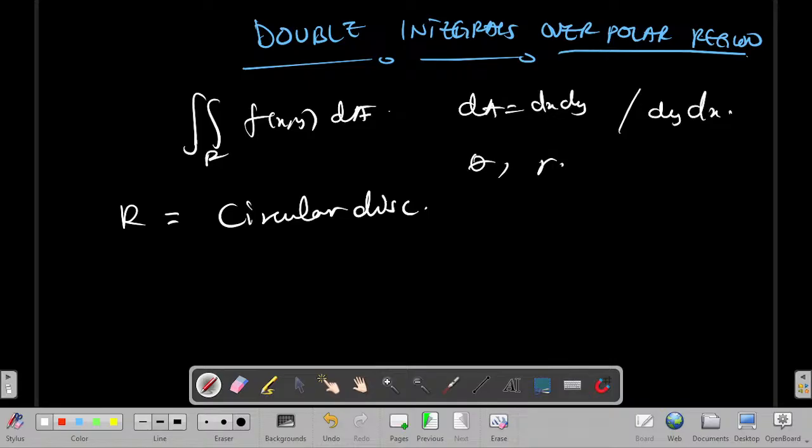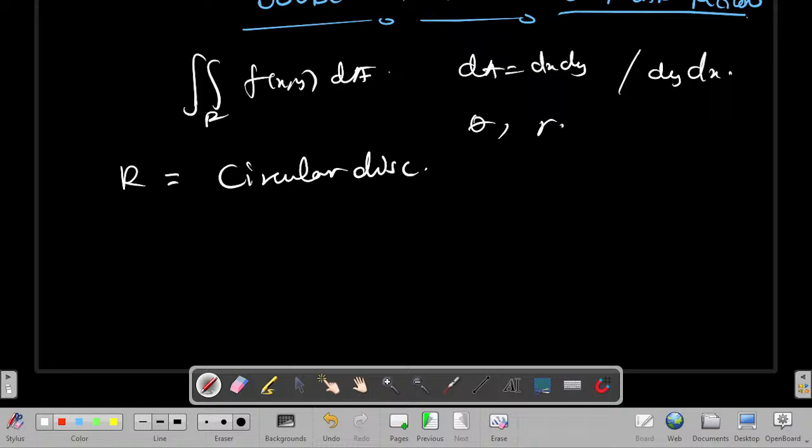Okay. So using polar region, we end up changing our integral. And whenever you are doing polar region, remember that you have your new regions. You have your theta greater than or equal to, let's say, theta 1, and less than or equal to theta 2.